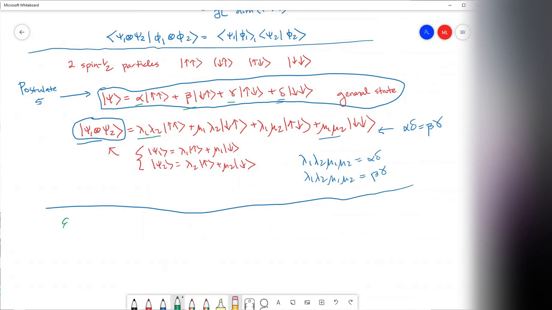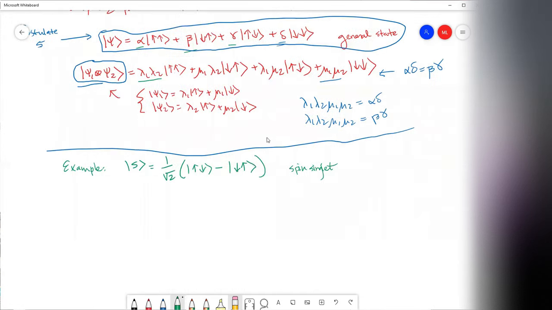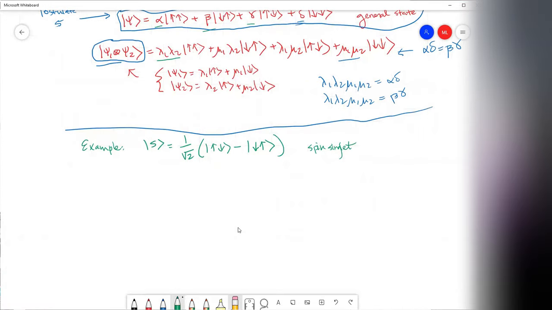So let's do an example of an entangled state. The classic one is the spin singlet, as it's called. Let's call it S. It's a linear combination of up, down, and down, up. We'll talk about singlets and triplets and all that when we deal with angular momentum. We'll go back to this. But for now, we just think of this as a state in our composite Hilbert space, and we can try to interrogate it, right?